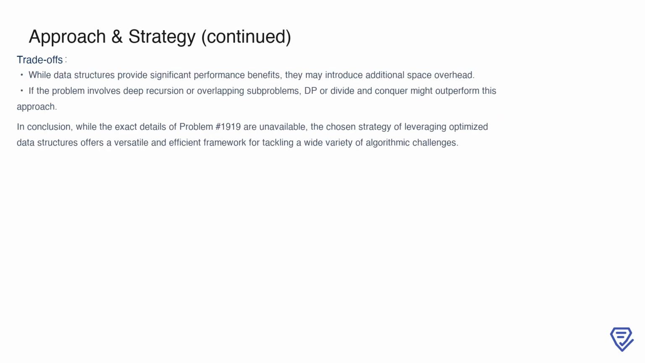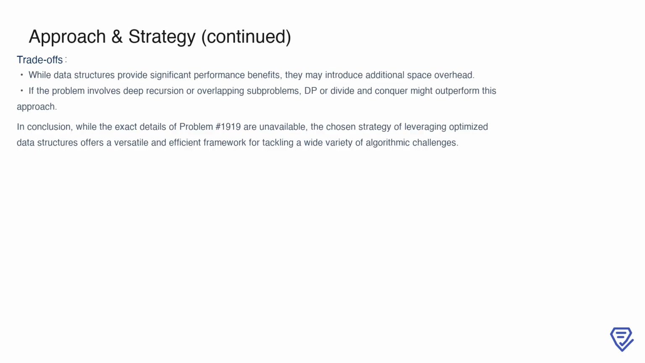However, it's important to acknowledge the trade-offs of this approach. While optimized data structures can drastically improve performance, they may introduce additional space overhead, which could be a limitation in memory-constrained environments. If the problem involves deep recursion, overlapping subproblems, or scenarios where intermediate results need to be reused extensively, dynamic programming or divide and conquer might offer a more effective solution.